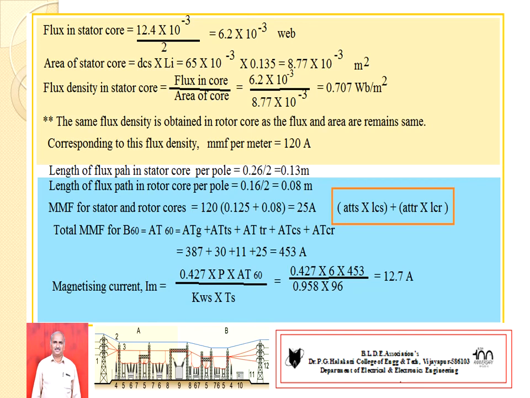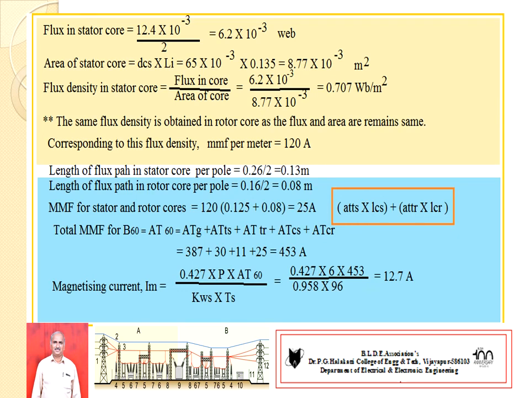The same flux density is obtained in the rotor core also, because flux and area remain the same. Then corresponding to this flux density from the BH curve, the MMF per meter value is 120 AT. So length of flux path in stator core per pole is 0.26 divided by 2, which is 0.13 meter. Length of flux path in rotor core per pole is 0.16 divided by 2, which is 0.08 meters.